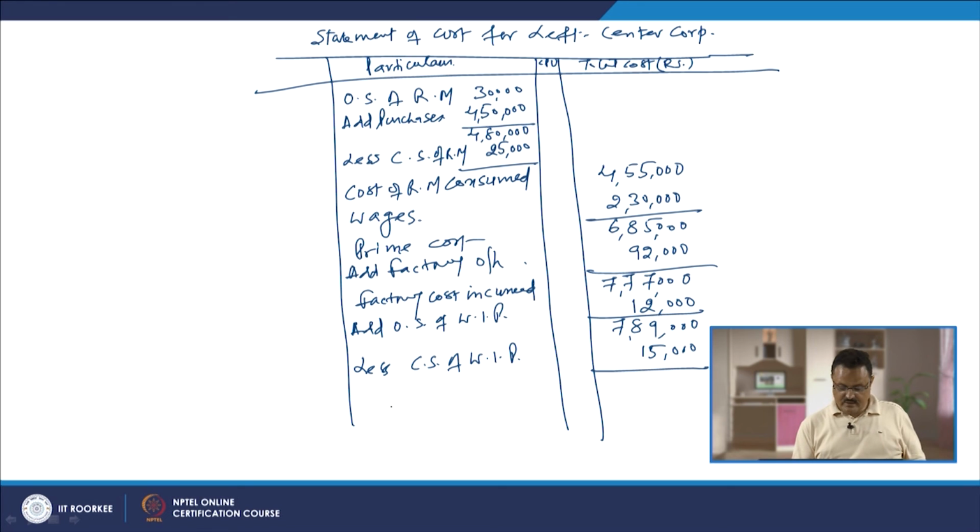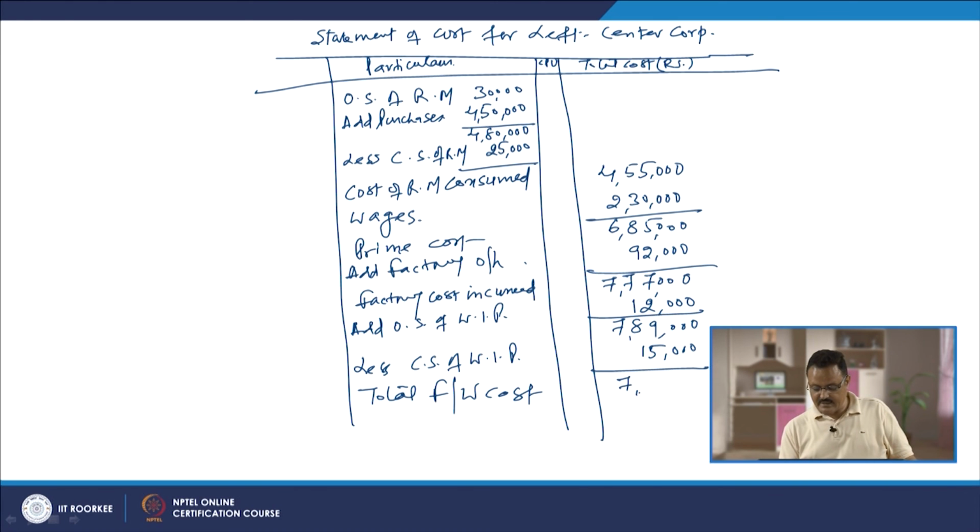So, if you calculate it, you can call it the factory or works cost, or the total factory or works cost. It is not the incurred cost, this is the total factory or works cost. And how much is it? This works out as 774,000.